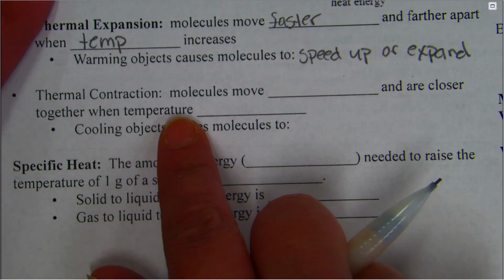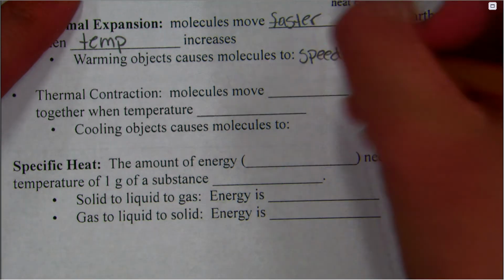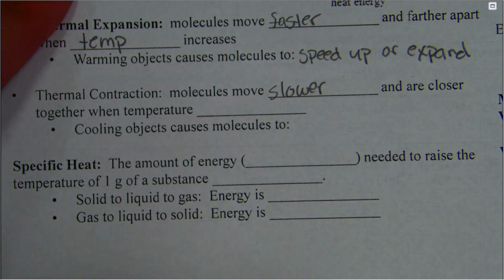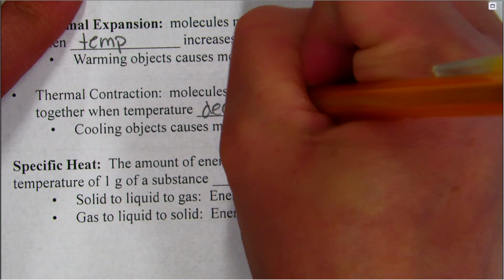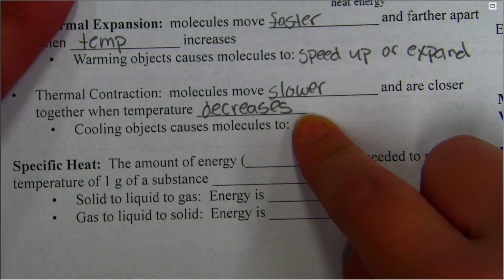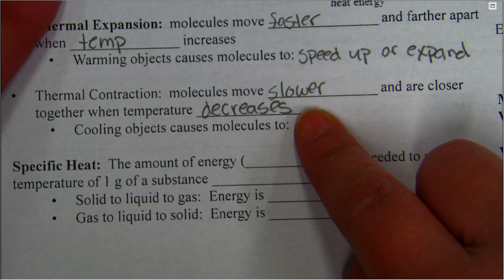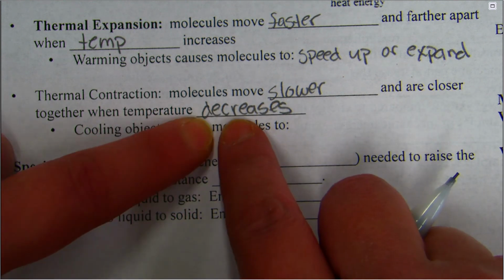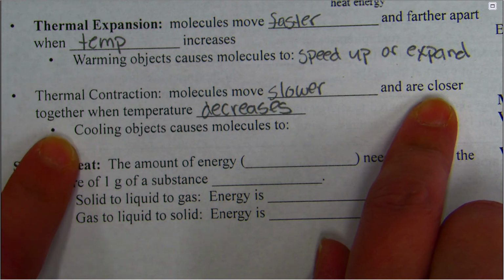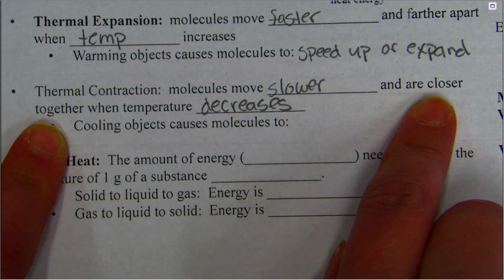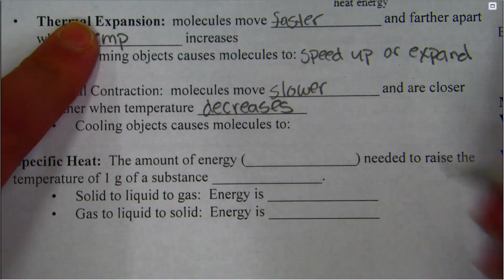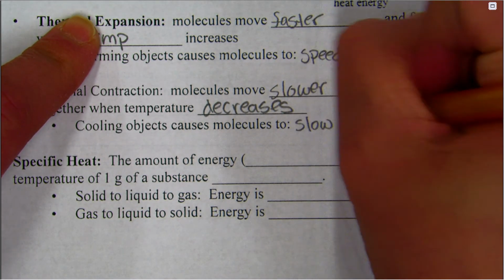Thermal contraction is the opposite. Molecules are going to move slower and are closer together as temperature decreases. So this would be what your tires are at the beginning before you get in your car on that cool day. It's cool outside, so the temperature has decreased, causing the air in your tires to move slower. They're closer together, and that's what sets off that alarm telling you to get more air. So cooling an object is going to cause those molecules to slow down or contract.